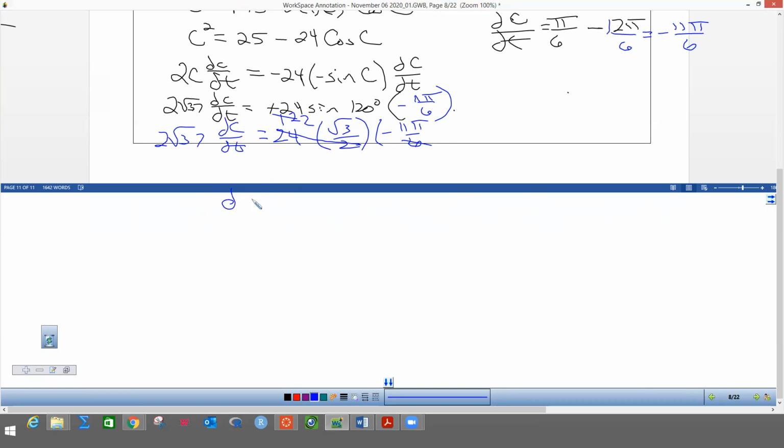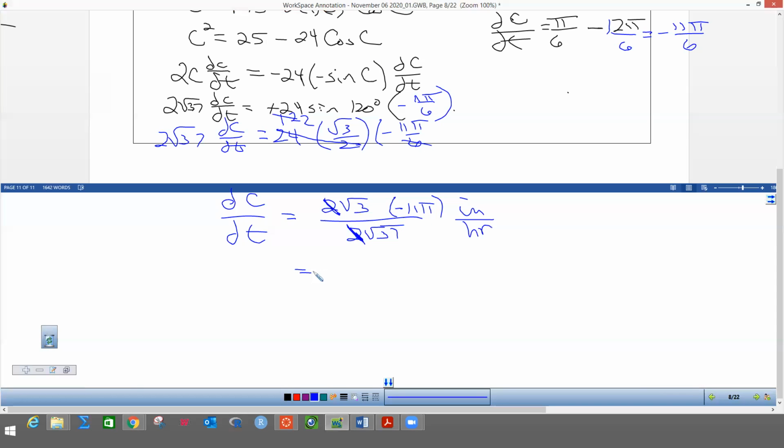So this is 12. Now reduce this and this to 2. So we're going to end up having dc dt is going to equal, let's see, we got 2 times radical 3 times 11, negative 11 pi, right? All over 2 radical 37. So I would probably go ahead and reduce these at the same time. And so the rate of change, if you remember the clock, the length of the clocks are in inches, and we are doing per hour up here, so that'd be per hour. So that would be what we're looking for.